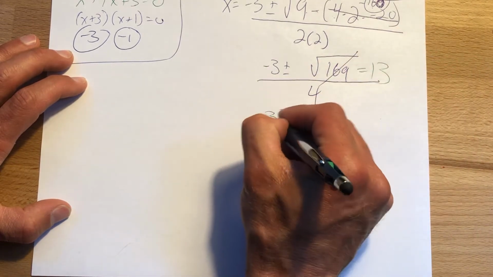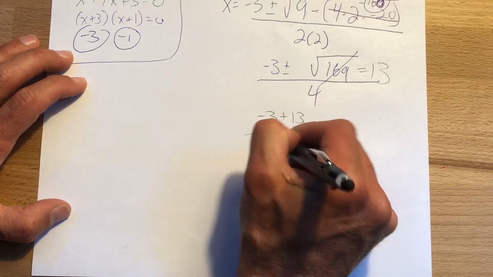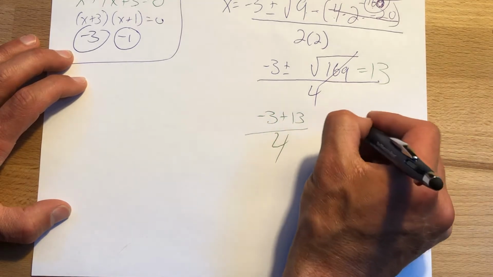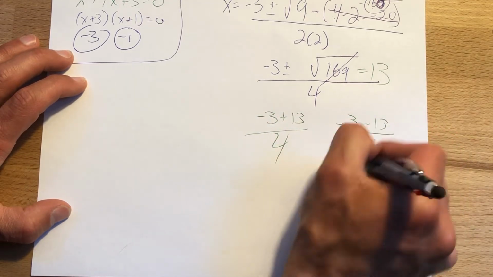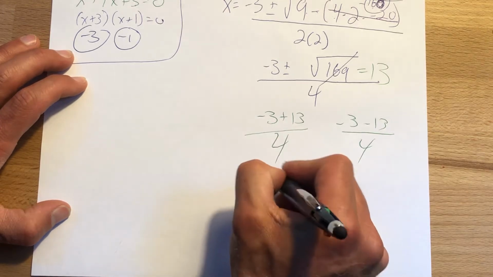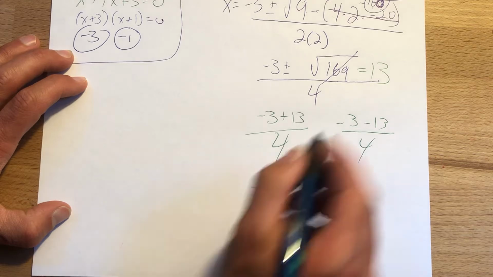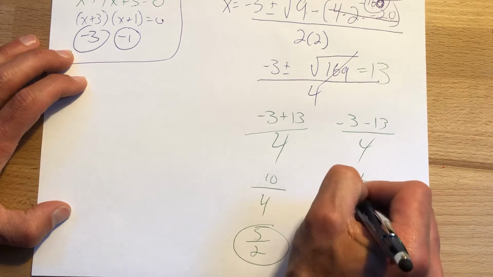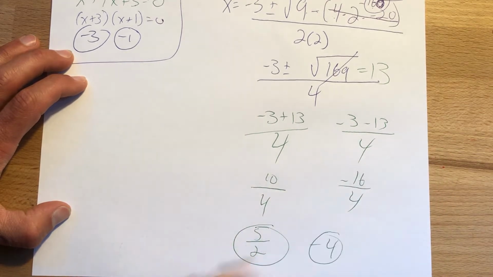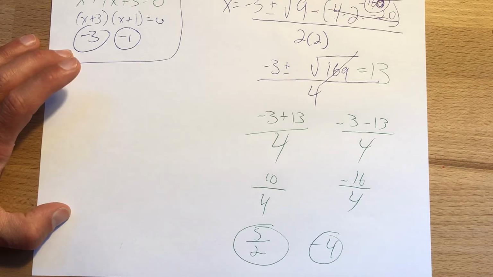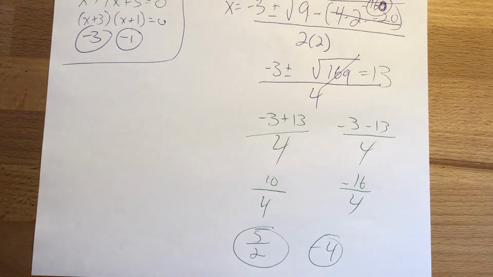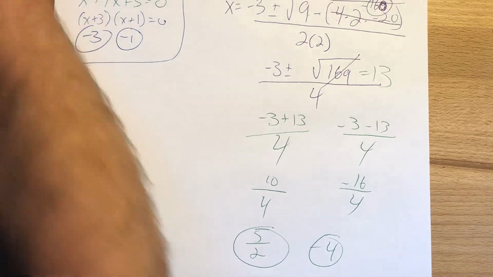So you have -3 plus 13 over 4 and -3 minus 13 over 4, which is going to give me 10 over 4, which is 5 over 2. That's one of the answers. This is going to give me -16 over 4, which equals -4. There is my other answer. Okay, that was with the quadratic.